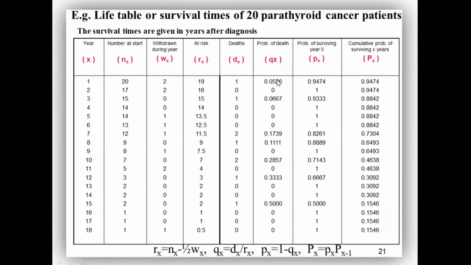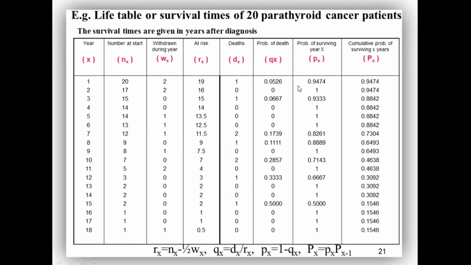The probability of dying in the first year: what is that? That is dx over rx, the number of individuals who died in that year divided by the number of individuals who were at risk, is the probability of death. Don't forget, here it is small qx, meaning the probability of dying in that particular year only. Then what is the probability of surviving that year, or the probability of spending that year without death?